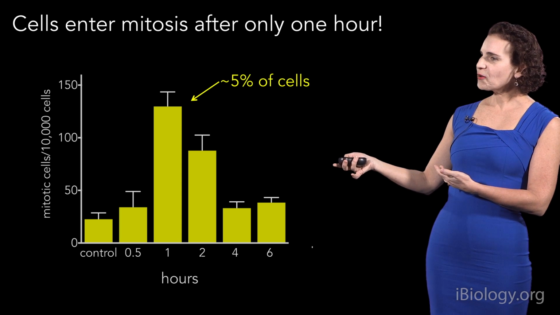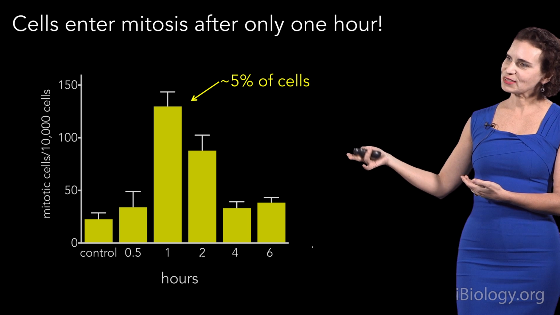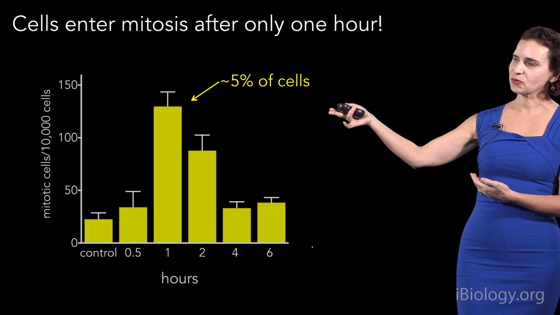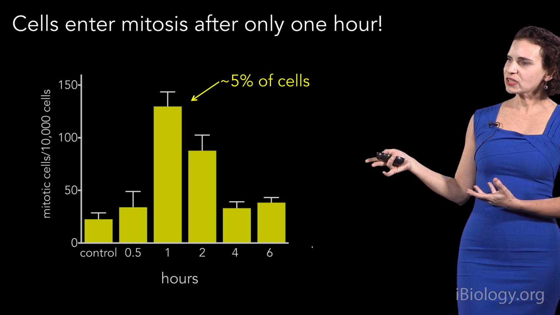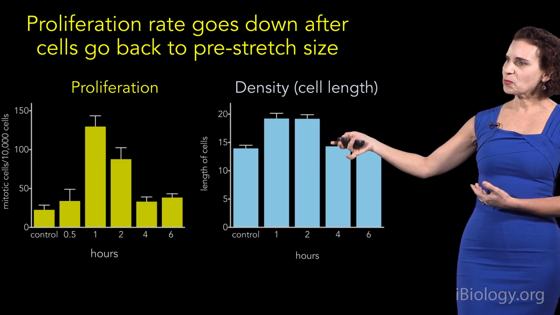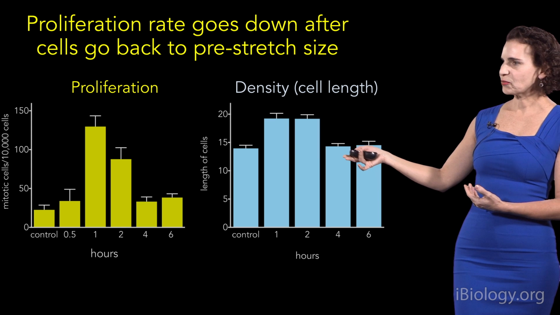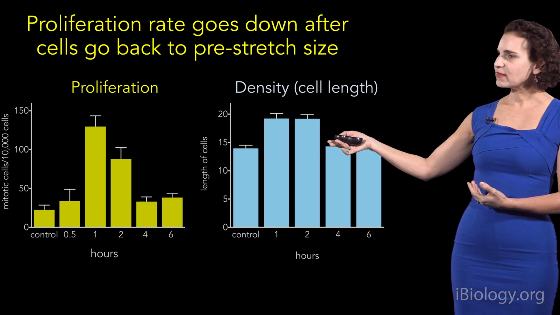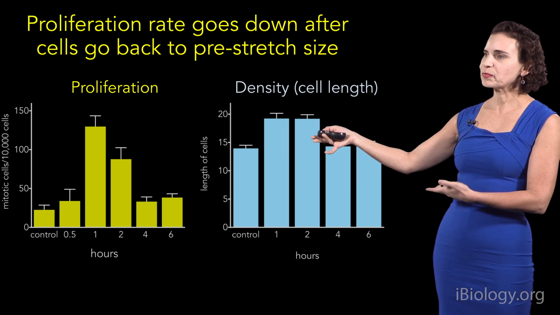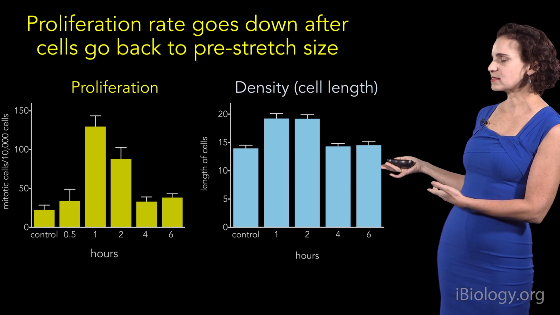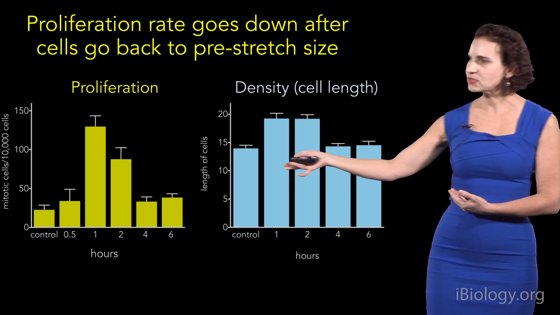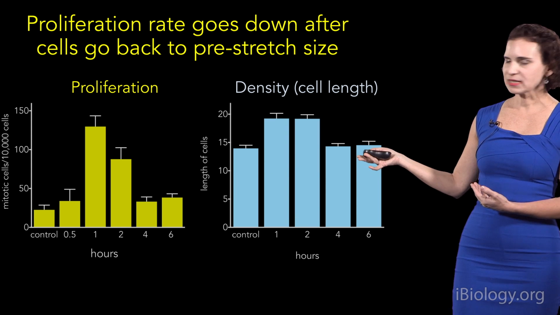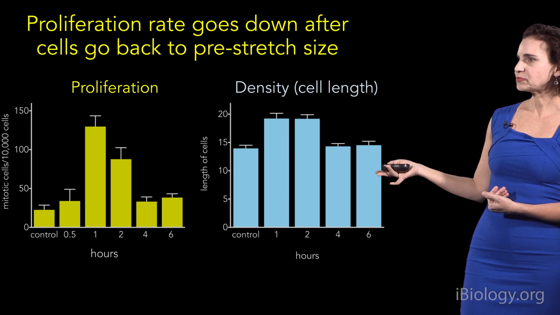And although this isn't a very high rate of mitosis, it's actually only about 5% of the total cells that are undergoing mitosis at the highest rate. It's actually enough to make these cells go back to densities that they prefer. So now if we're looking at the density by the length of the cells, which is a more accurate look at this density, you can see that by 4 hours, when these cells have reduced their division rate, they've gone back to densities that they really prefer to remain at.